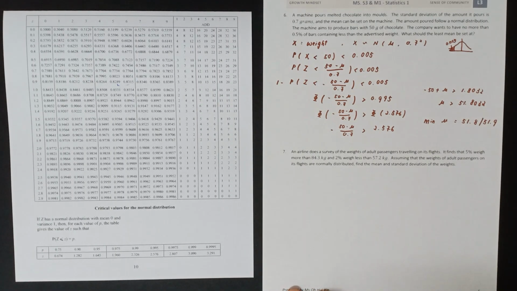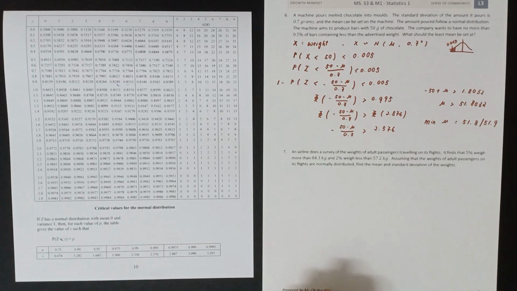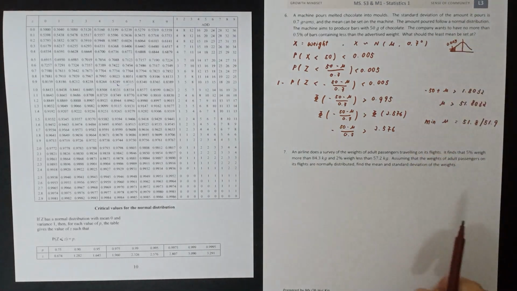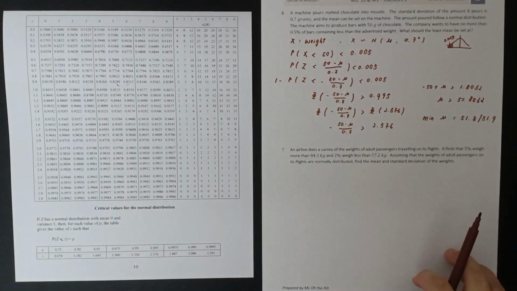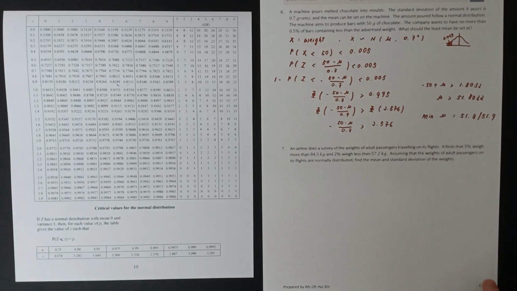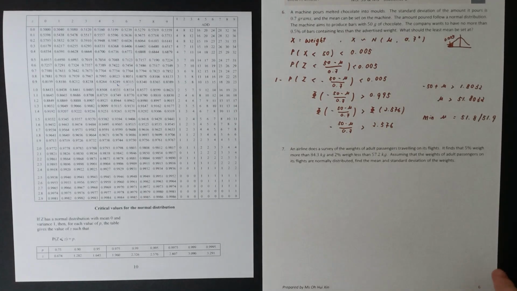An airline does a survey of the weight of the adult passengers traveling on its flights and finds out that 5% of the weights, and so on, and 2%. Assuming the weight is normally distributed, you need to find the mean and standard deviation, meaning you need to find two variables. So you can assume that in this question they should give you two equations. So this is a simultaneous equation question.